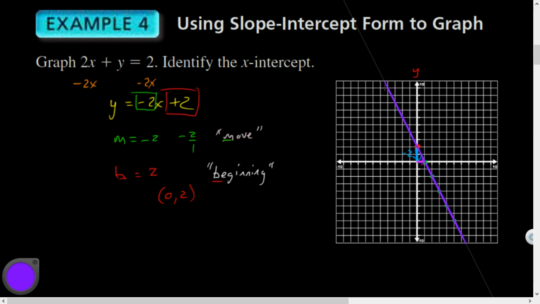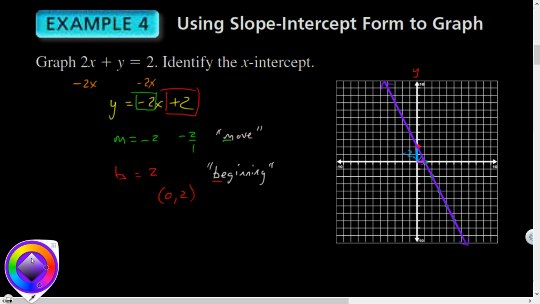So here is the equation. Here's the graph of the line. And using slope-intercept form, it was so much easier than having to find a whole bunch of points and plugging them in. All I had to do was figure out what's the y-intercept, what's the slope, plot the y-intercept, move by the slope. Down 2 over 1. Down 2 over 1.